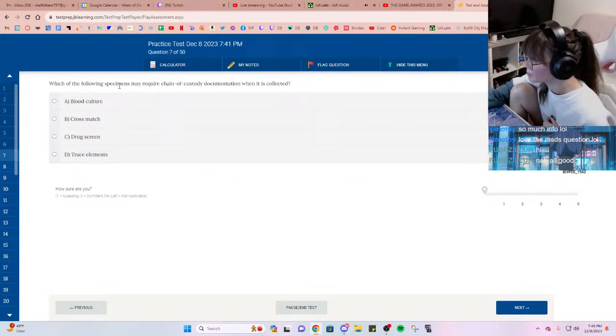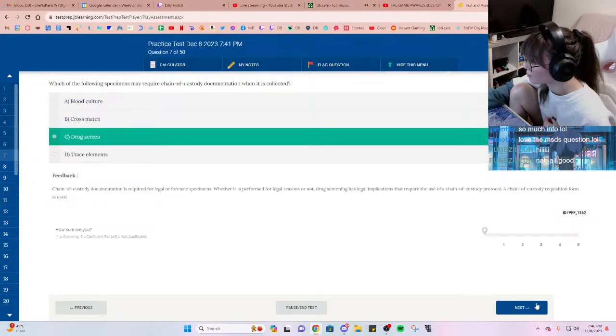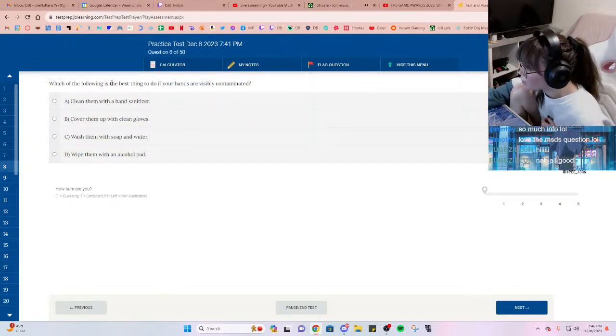Which of the following specimens may require chain of custody documentation when it is collected? Drug screen. Which of the following is the best thing to do if your hands are visibly contaminated? Clean them with a hand sanitizer, clean them with clean gloves, wash them with soap and water, or wipe them with... wash them with soap and water.